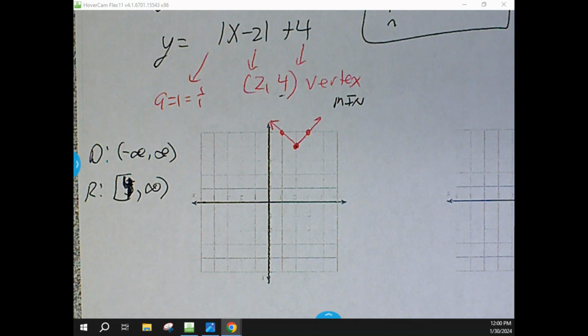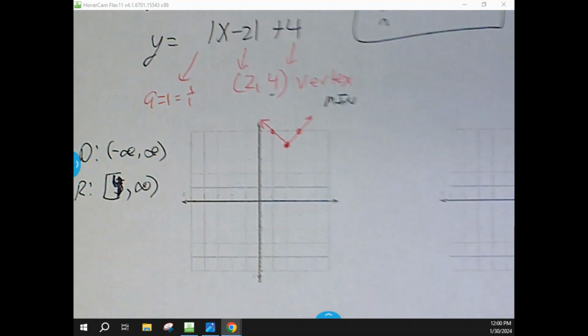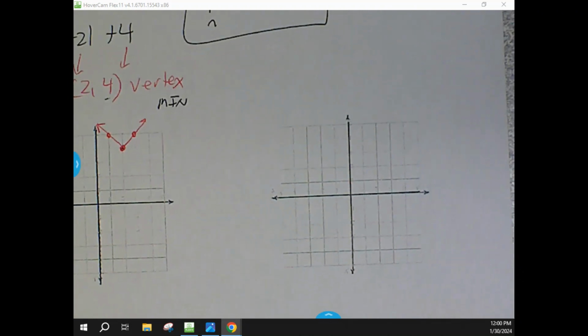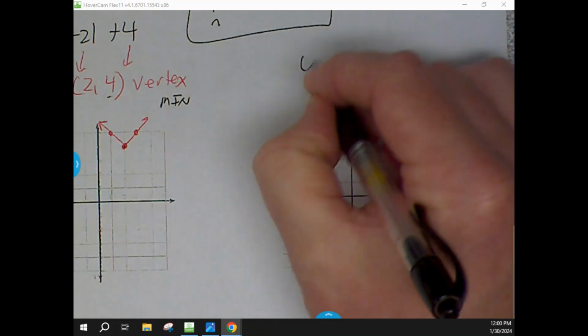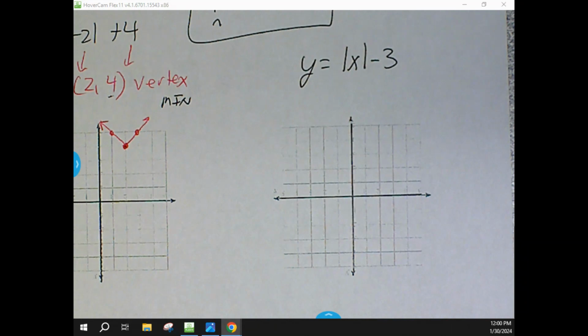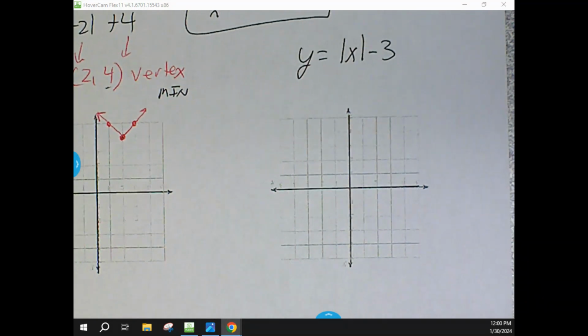Okay, seem like it's okay? All right, let's do another one. All right, so for this one, let's do absolute value of x minus 3.